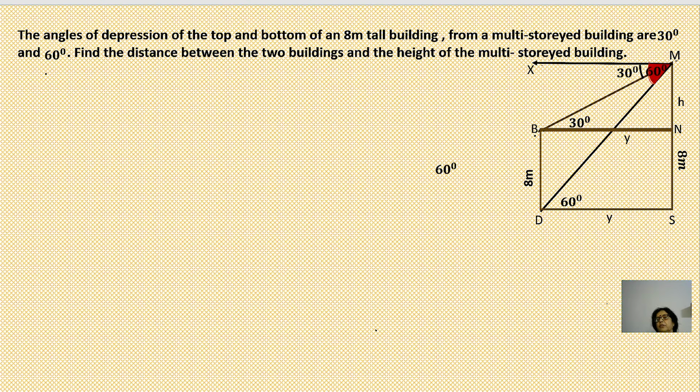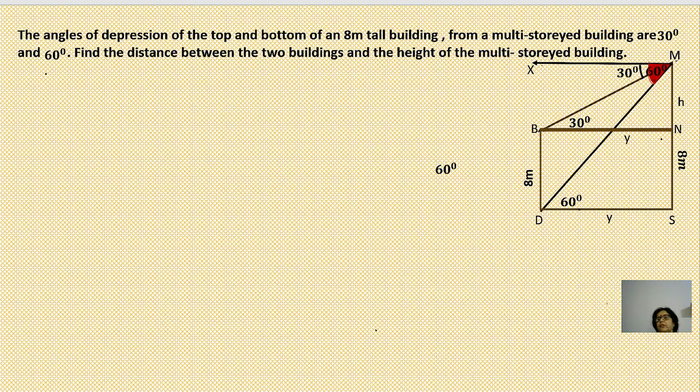Now this is another: BN is the horizontal over here, DS is also the horizontal at the base over here. If you look at the figure carefully, if XMB is 30 degrees, then automatically MBN, this angle, will also be 30 degrees, interior alternate angles. Similarly, if this angle XMD is 60 degrees, then MDS will also be 60 degrees. Let us take the distance between the building and the tower as Y, and MN is H over here.